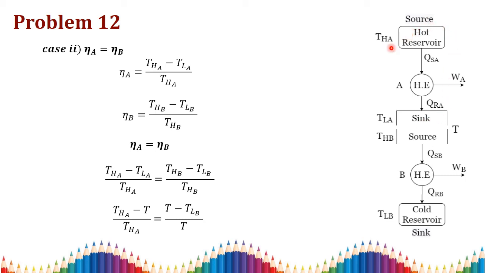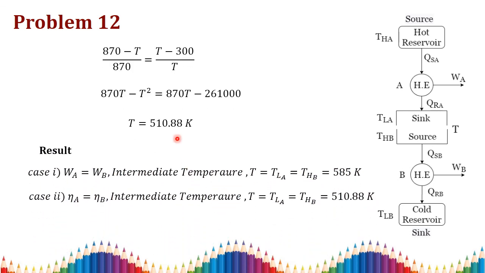That is THA minus TLA divided by THA, and for efficiency of B it is THB minus TLB divided by THB. Then you can equate these two equations and substitute the values, where TLA is equal to T, which is equal to THB. Substitute the common values and the values we know, that is the hot reservoir THA and TLB. Substitute those values. You will get the temperature as 510.88 Kelvin.